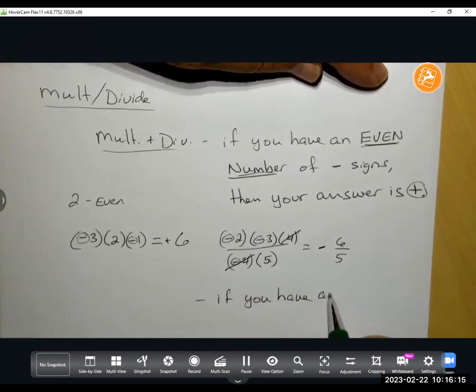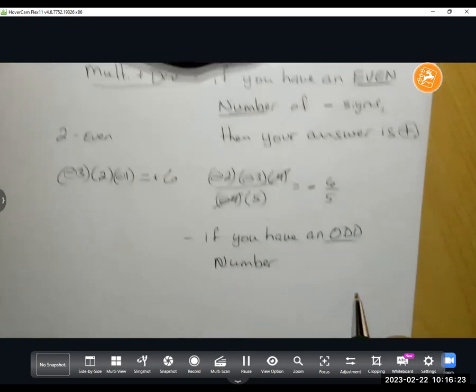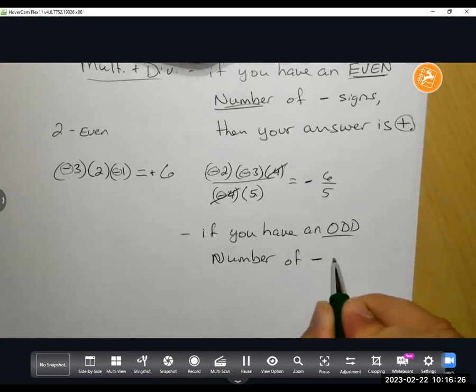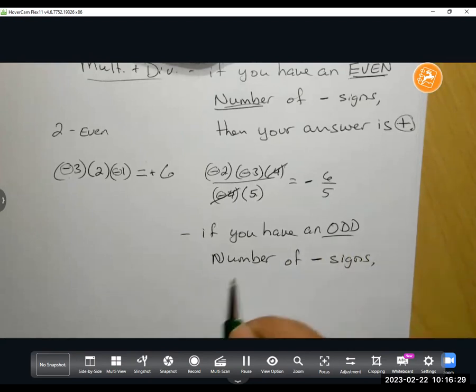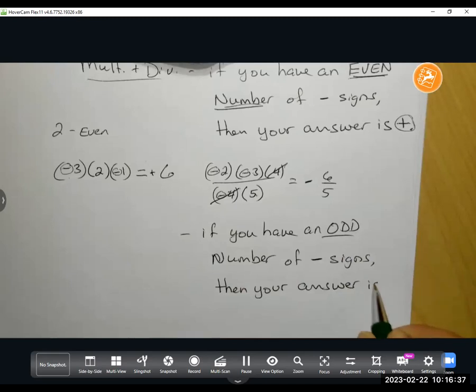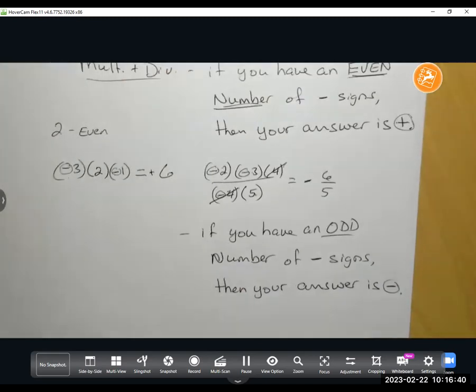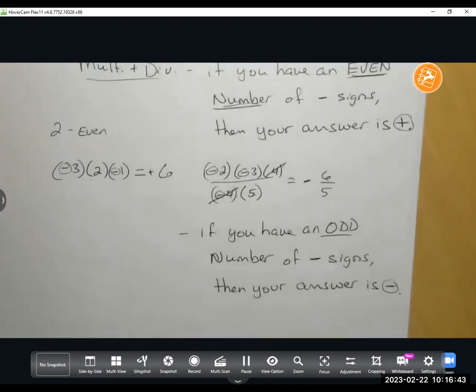If you have an odd number of negative signs, then your answer is negative. That's all you have to worry about when you're multiplying and dividing. Now, the problem occurs when we have pluses and minuses and multiplication and division.